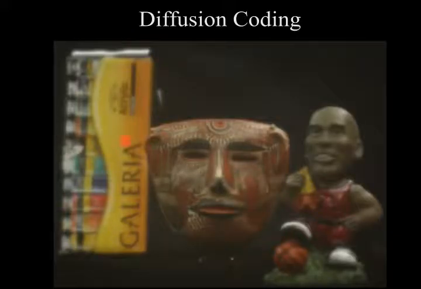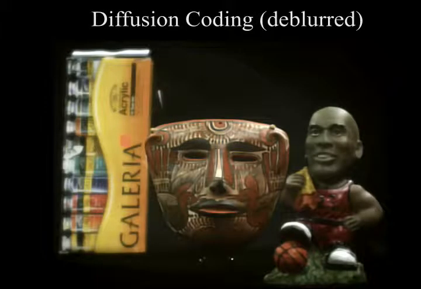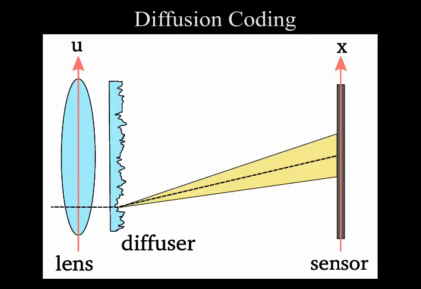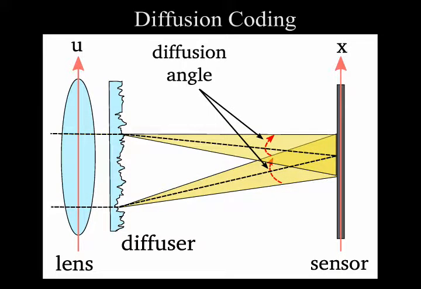In this paper, we introduced diffusion coding photography, which produces a depth-invariant point spread function, or PSF. This allows an extended depth of field, or EDOF, image to be recovered without stopping down the lens aperture. Our technique uses a diffuser placed in the aperture of the camera lens.